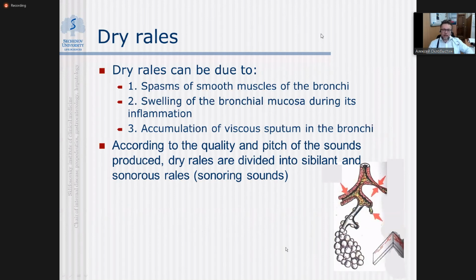Dry rales, the mechanism is spasm, typical for asthma, swelling of the bronchial mucosa, swelling of the bronchial wall that will be typical for bronchitis, and viscous sputum, again, a rather obstructive asthmatic component.